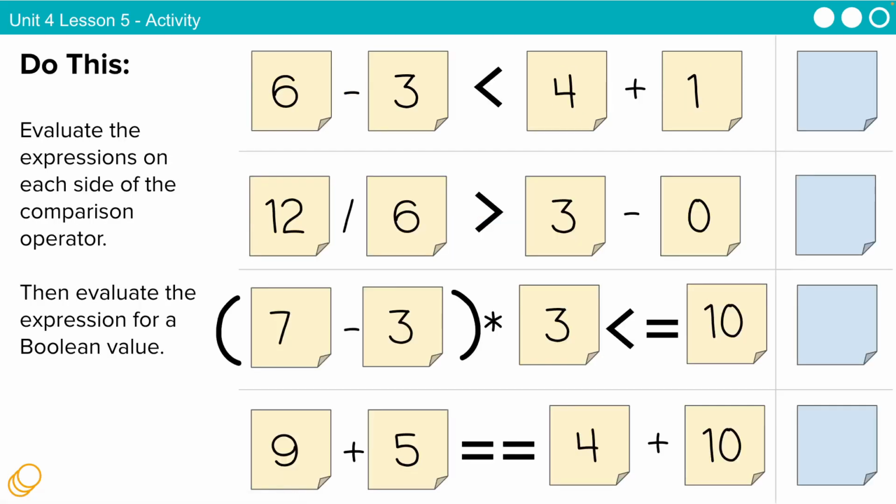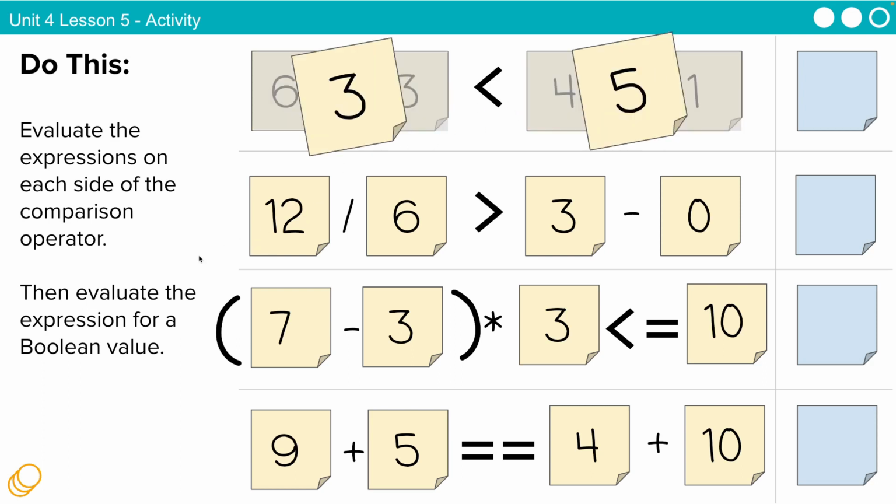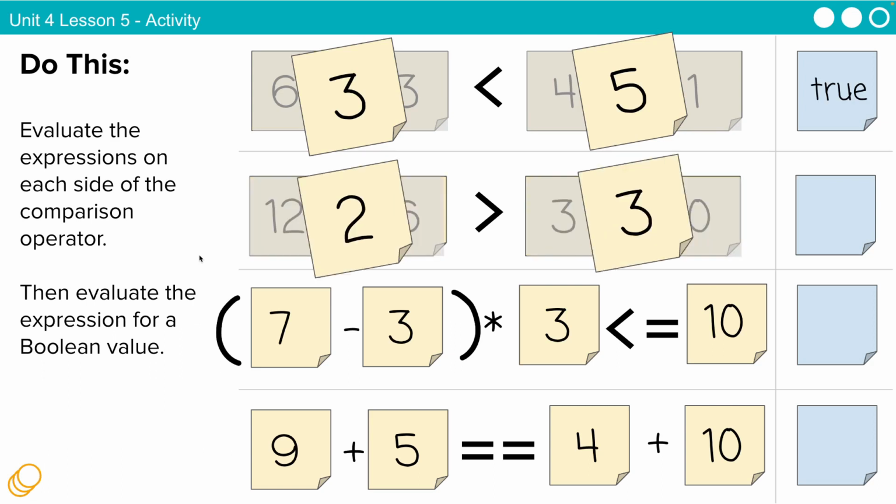So, I mean, it tells you to do this, but I'm going through this process with you so you understand it. So 6 minus 3, is that less than 4 plus 1? Sure looks like it. How about 12 divided by 6? Yeah. So that's false because 2 is not greater than 3.